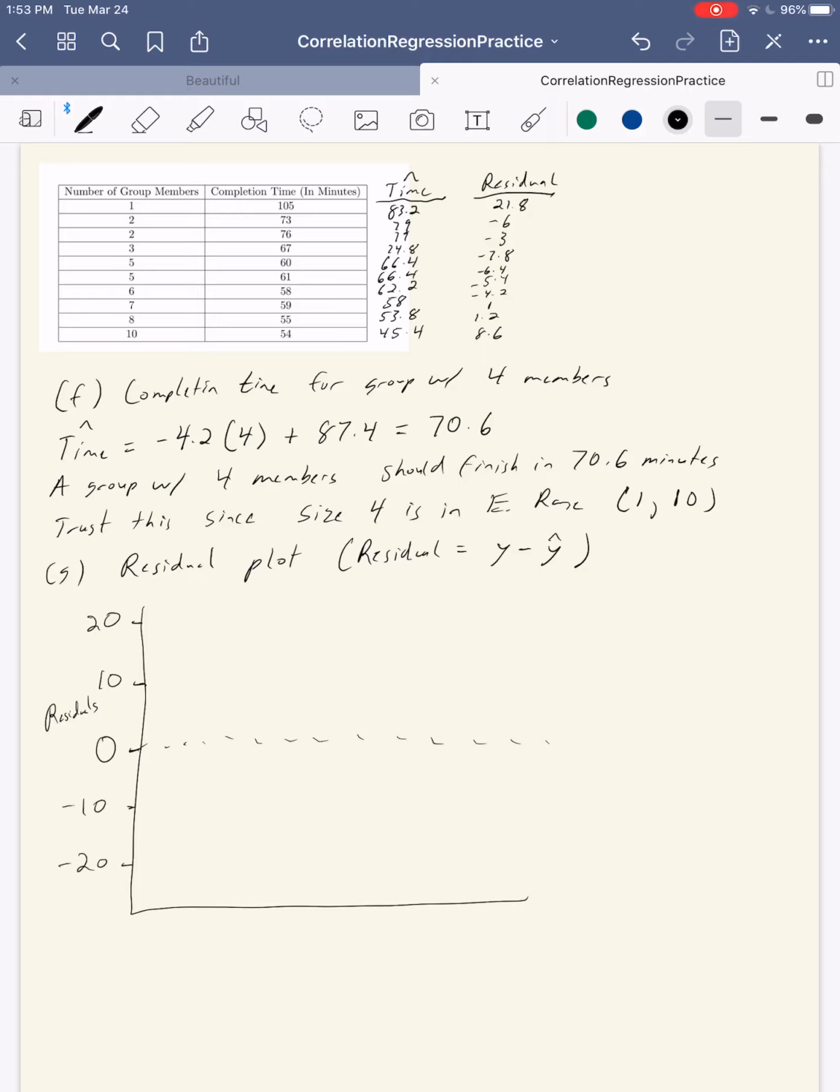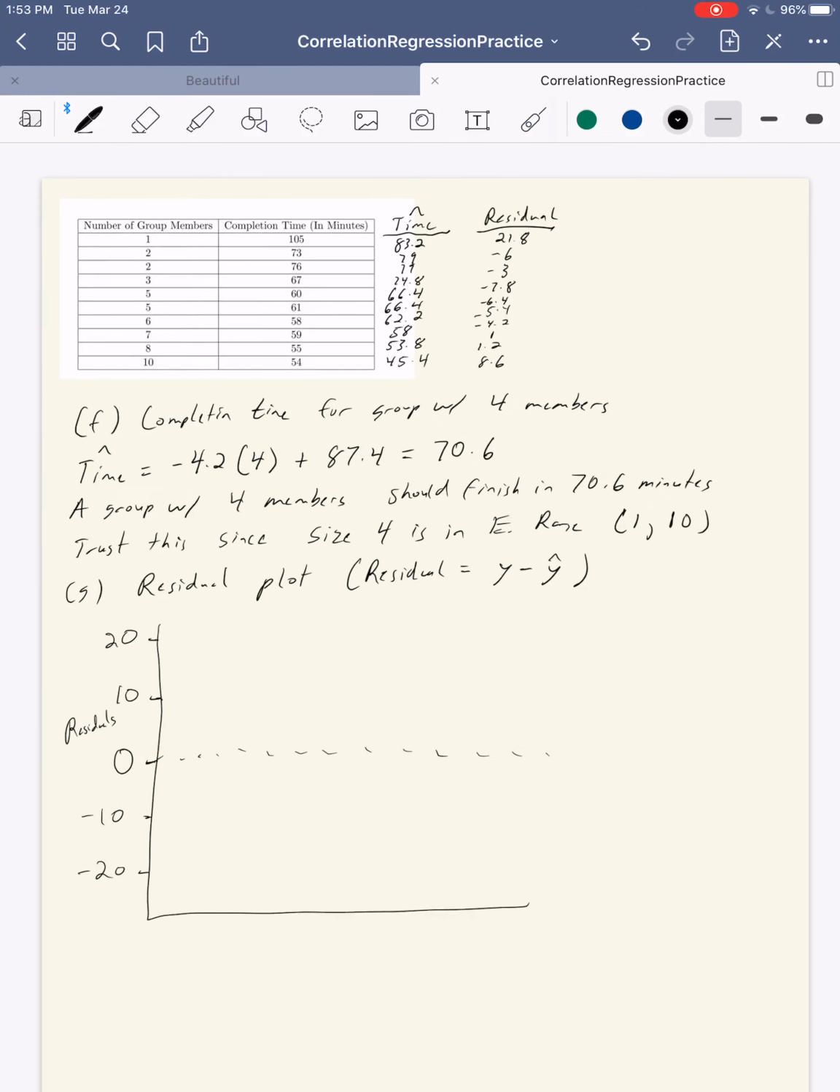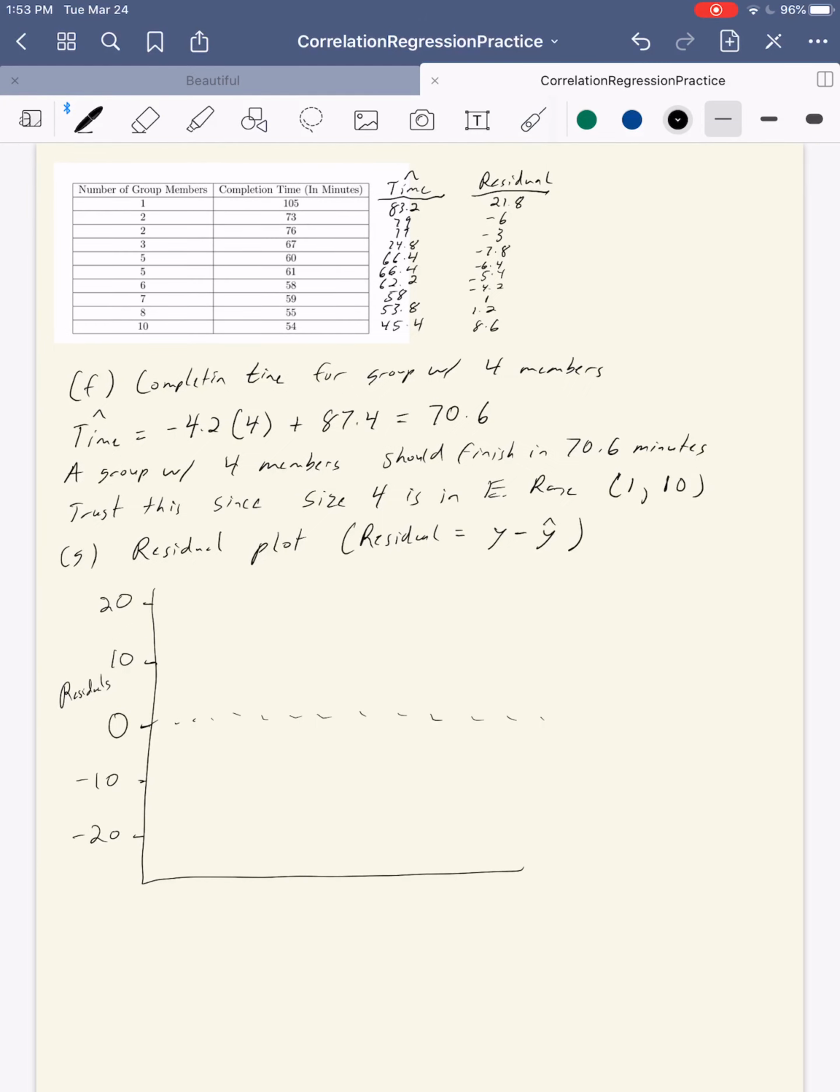And then remember that this should be your explanatory. So this will be our group size down here. And we just had 1, 2, 3, 4, 5, 6, 7, 8, 9, and 10. So we'll just label those. And let's go ahead and graph this stuff. So our first one was group size of 1 and a residual of 21.8. So that would put us somewhere way, way up there.